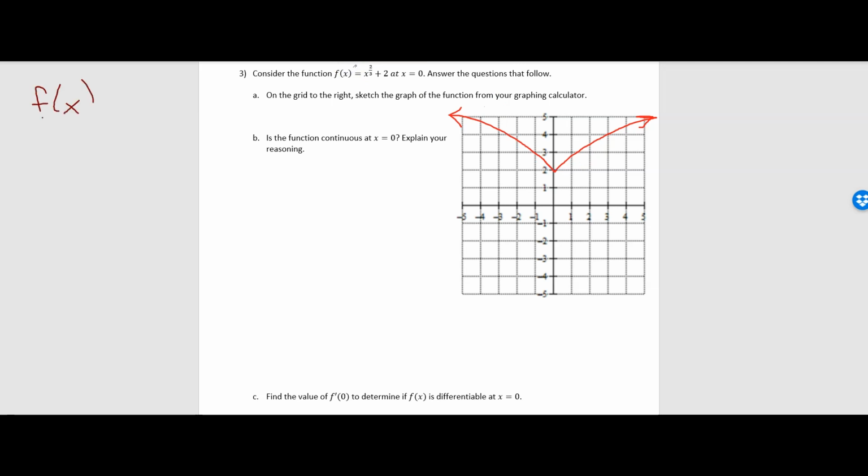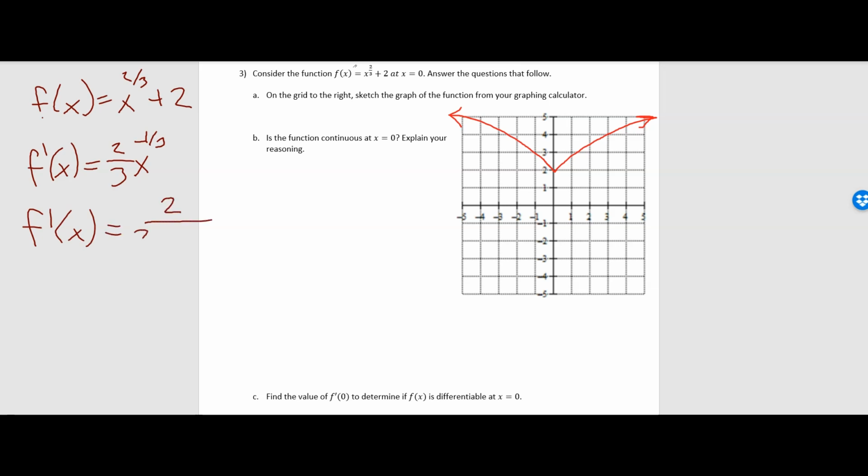So f of x is equal to x to the 2/3 power plus 2. This is going to be a very similar derivative to our previous problem. So I get 2/3 times x to the power of negative 1/3. And if I convert that to positive exponents and then a radical, I end up getting 2 in my numerator and my denominator 3 times the cube root of x.